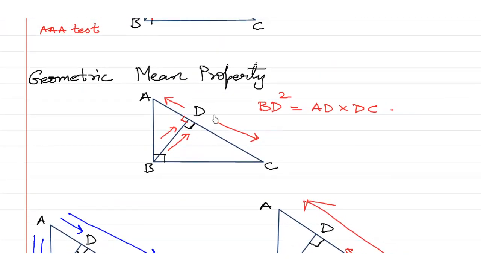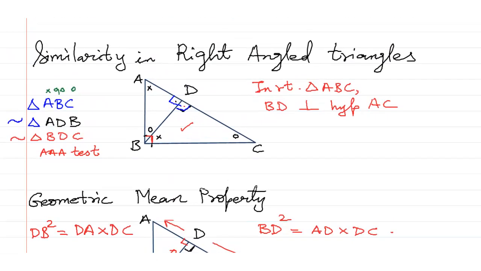In this particular geometric mean property, we can also say that all the three things start from the letter D. For example, you can say that DB squared is equal to DA into DC. BD squared and DB squared are one and the same. So you need to learn the similarities of right angle triangle and also the Pythagorean triplets and Pythagoras theorem and converse in order to learn exercise 1.5.